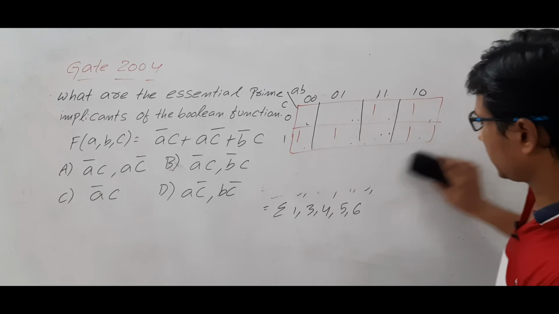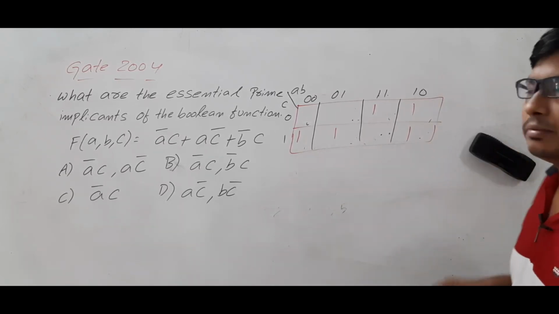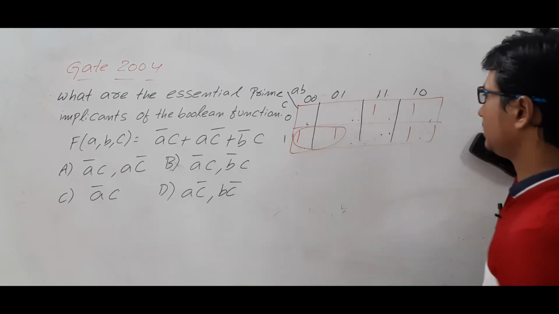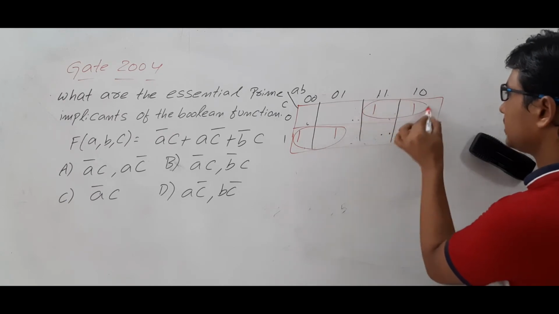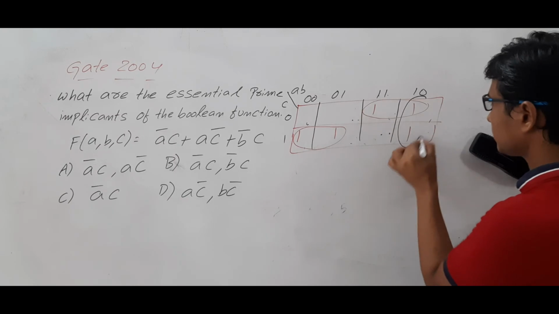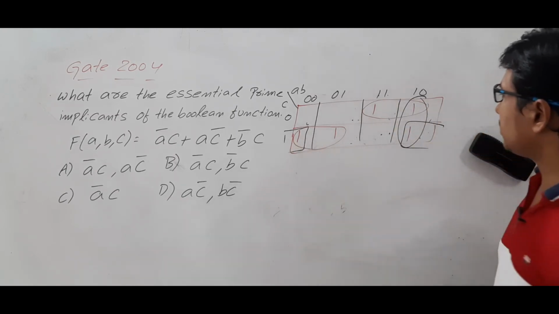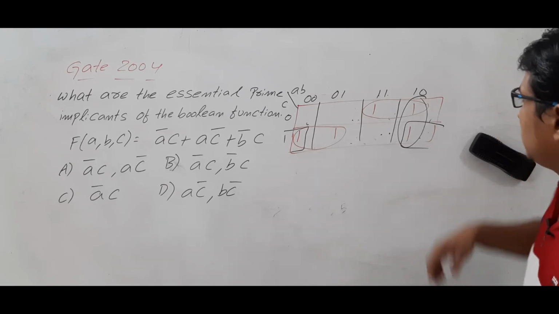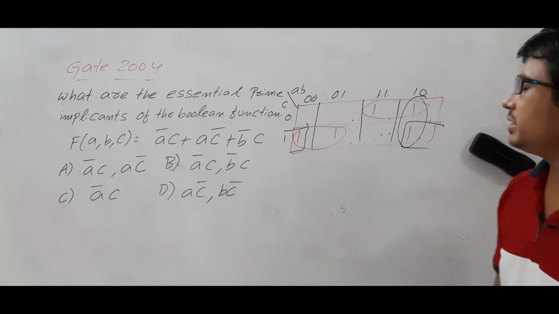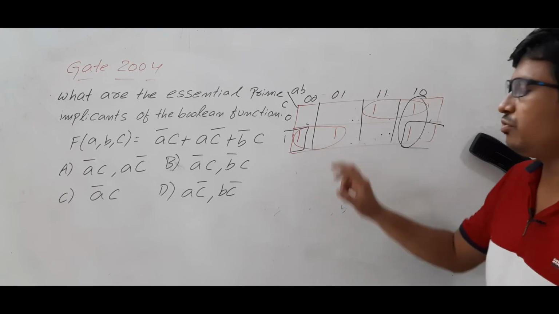Okay, this is what they have given. Now first we will find the prime implicants. This can be one implicant, this can be another implicant, and this can be another prime implicant. Am I right or wrong? Is it clear? Any other possible? I have covered this one, this one and this one. So totally how many prime implicants we got? 1, 2, 3, 4.